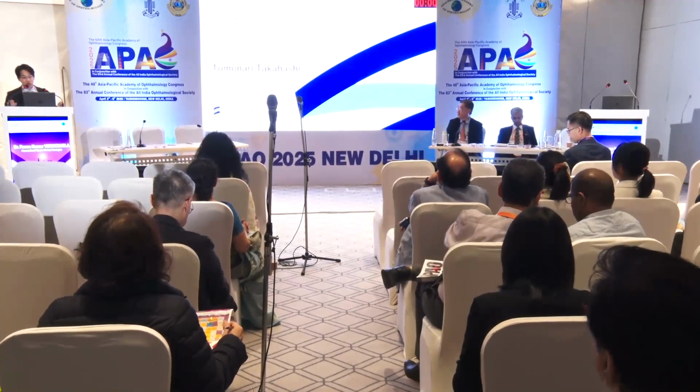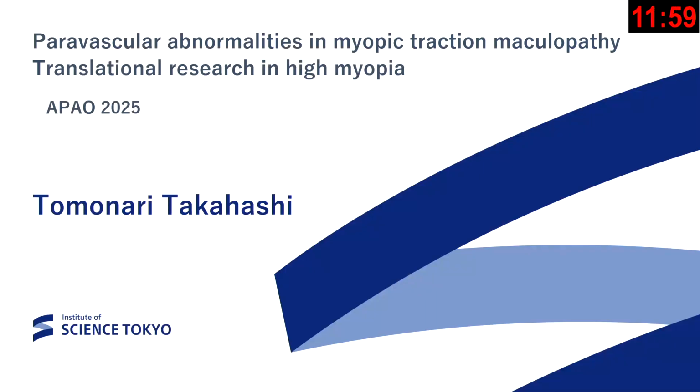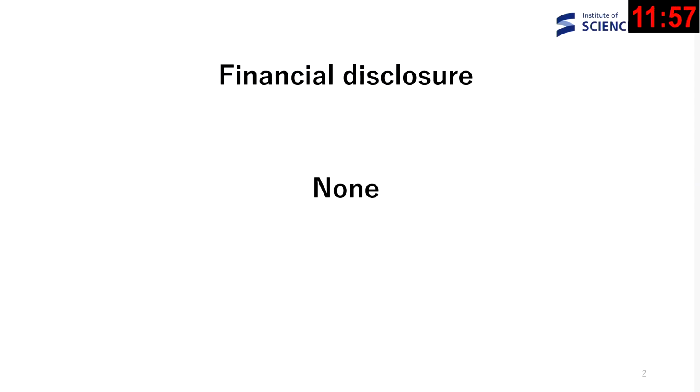Okay, thank you for having me. I'm Tomonari Takahashi from the Institute of Science Tokyo. Today I'm going to talk about paravascular abnormalities in myopic traction maculopathy.